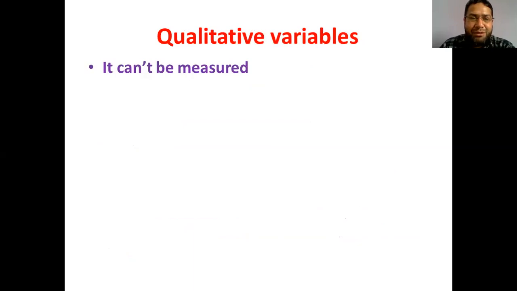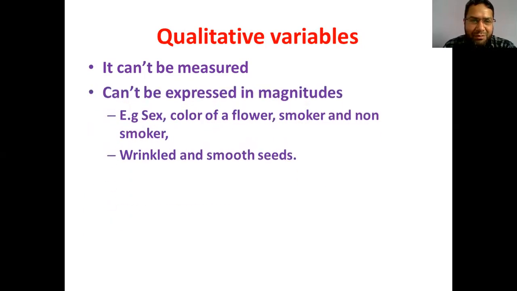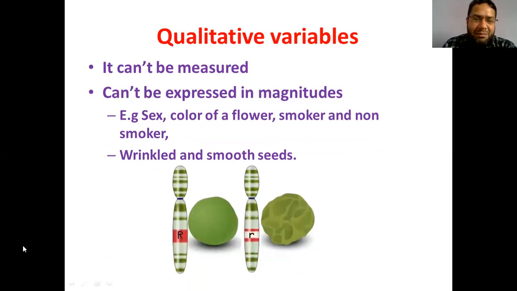Then if we come to the qualitative variable, these are those variables which can't be measured. For example, I have said about the smoker versus the non-smoker. So we can categorize them into smoker and non-smoker. We can categorize into male and female. So this type of variable is the qualitative variable. It can't be expressed in magnitudes. For example, sex, color of a flower, smoker and non-smoker, or in genetics we generally use wrinkled and smooth seeds. So the capital R represents the wrinkled and small r represents the smooth seeds. It is just a qualitative variable. It can't be measured.